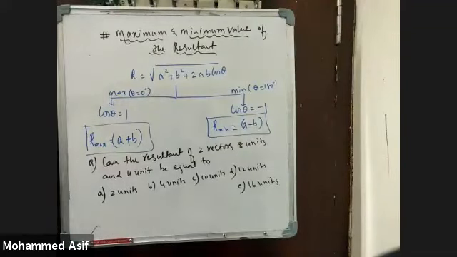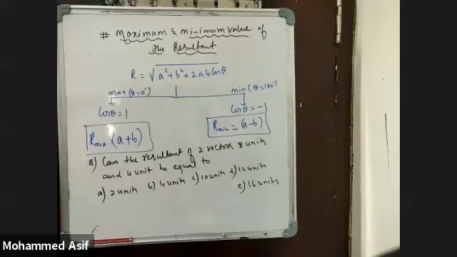Can the resultant of two vectors, that is 8 units and 4 units, be equal to what? Is it equal to 2 units? Is it equal to 4 units? Is it equal to 10 units? Only 12 units, or 16 units? Only 12 and 4. 8 minus 4 and 8 plus 4.